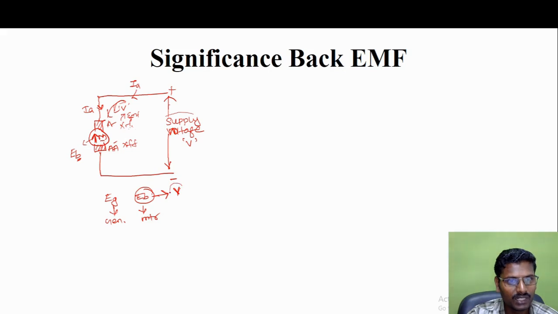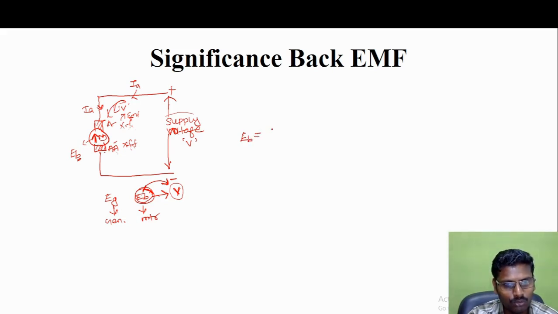Actually, initially this V has energized the armature and field winding, but after getting motoring action or after achieving a particular speed, the motor produces its own EMF. That EMF opposes the source voltage. So it is represented as EB, back EMF, right?